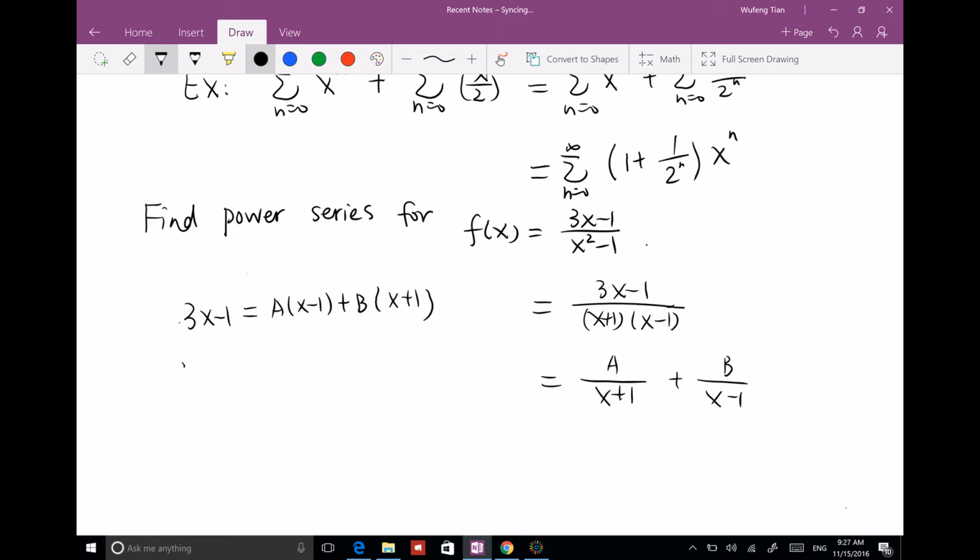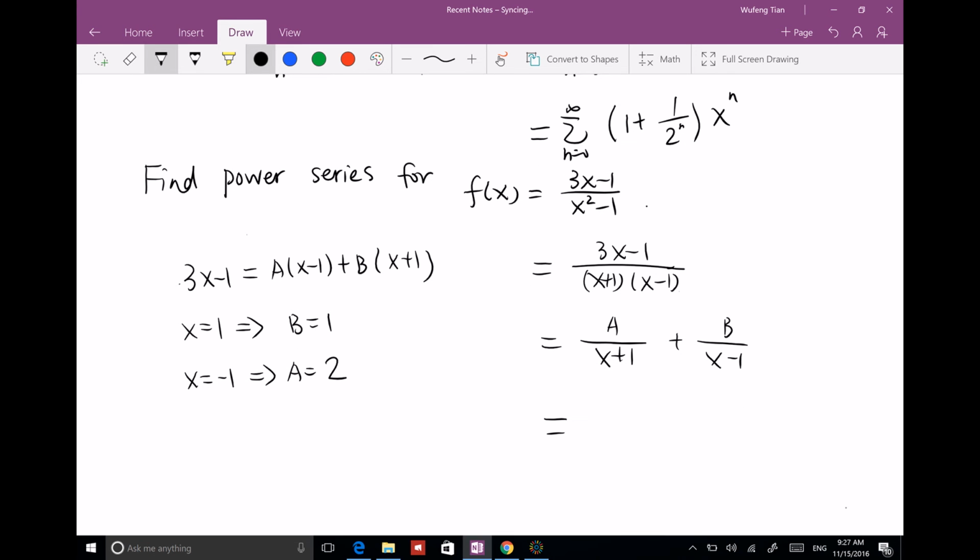I solve for A and B, which is easy. With x equals 1, you can solve for B, which equals 1. With x equals negative 1, you can solve A: negative 3 minus 1 is negative 4, so negative 4 equals negative 2A, so A equals 2. So I got this one. I can split it into two simple fractions: 2 over (x plus 1) plus 1 over (x minus 1). The rest of it is much simpler, right?